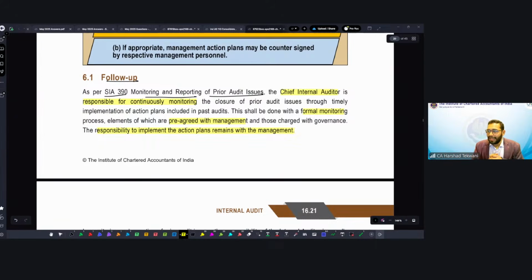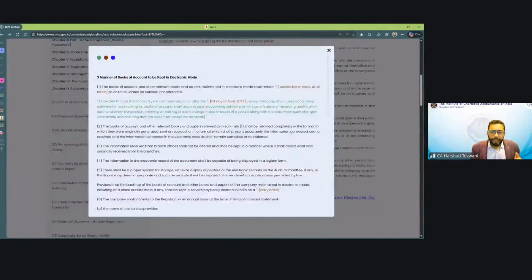There is section 128, books of account to be kept by the company. And there's rule 3 of the Accounts Rules, which talks about the manner of books of account to be kept in electronic mode. I'll quickly show you also. Just a minute. Now, first the requirement comes on the company. And this is what the company sees directly on the MCA website.